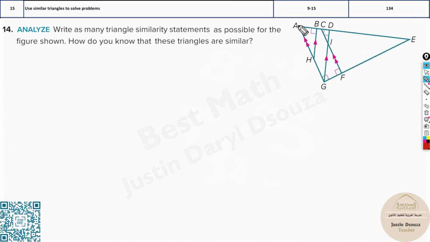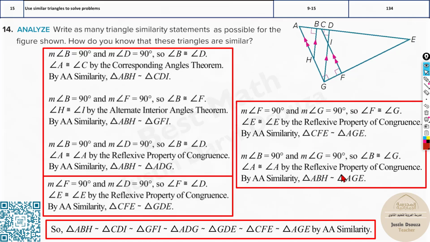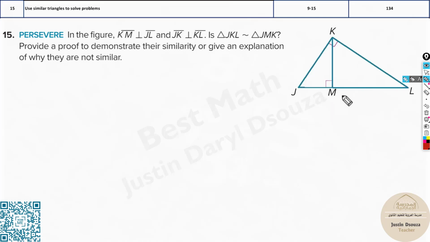Same way, let me go with the other one. This and this, this and this I can take. I know A is common for both this and the smaller one, and then there's 90-90, so it's similar because of AA similarity. What about this one here? Those triangles. Now this is similar over here and having an E common because the whole triangle and this one are having the same E and 90 degrees, and over here there's 90 degrees. So whenever you have 90 degrees and then a common angle, you can easily tell they are all similar because of AA similarity. That's the answer.